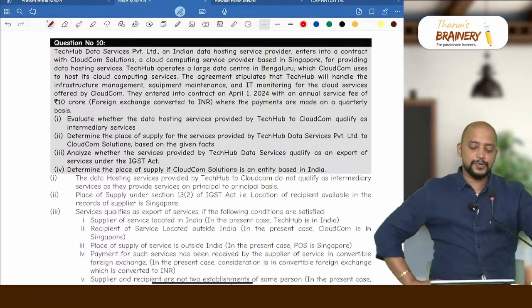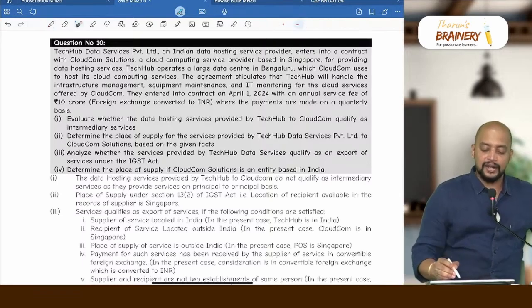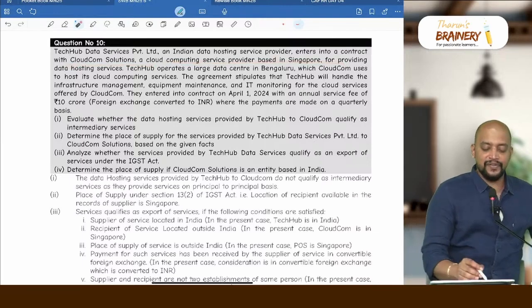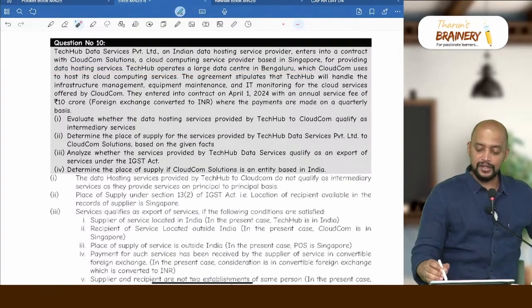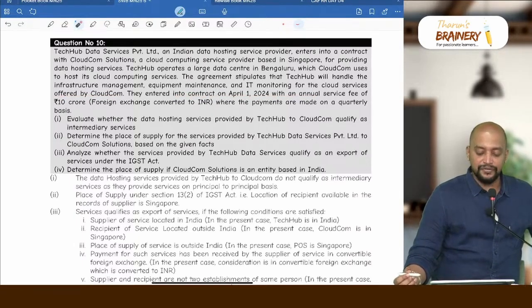Tech Hub Data Services Private Limited, an Indian data hosting service provider, enters into a contract with Cloudcom Solutions, a cloud computing service provider based in Singapore, for providing data hosting services. Tech Hub operates a large data center in Bengaluru, which Cloudcom uses to host its cloud computing services. The agreement stipulates that Tech Hub will handle the infrastructure management, equipment maintenance and IT monitoring for the cloud services offered by Cloudcom. They entered into the contract on April 1 with an annual service fee of 10 crores, foreign exchange converted to Indian rupees, where the payments are made on a quarterly basis.